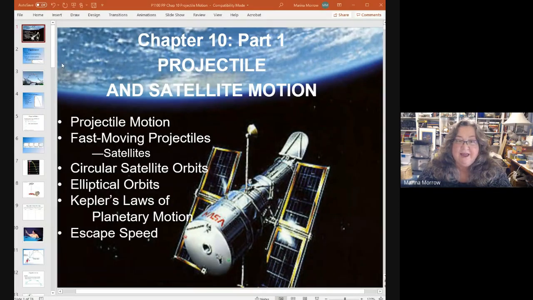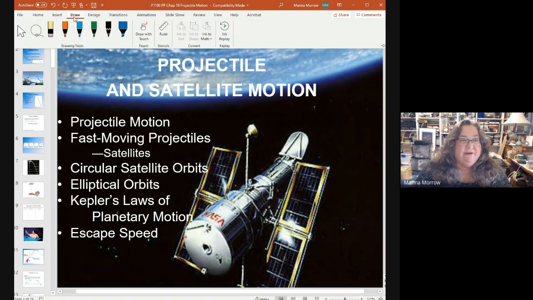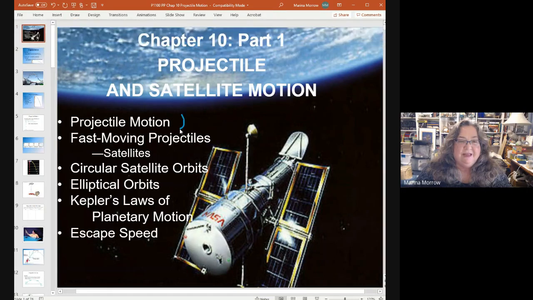Okay, what we're going to look at is Chapter 10, Part 1. Chapter 10 is about projectile and satellite motion. In this first part we're going to be covering projectile motion and what that means. So just pure projectile motion.